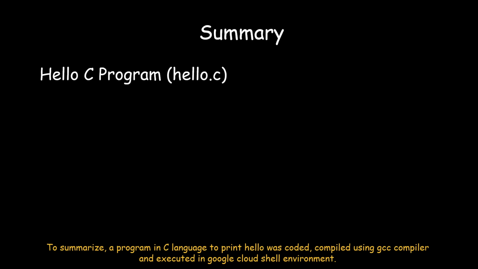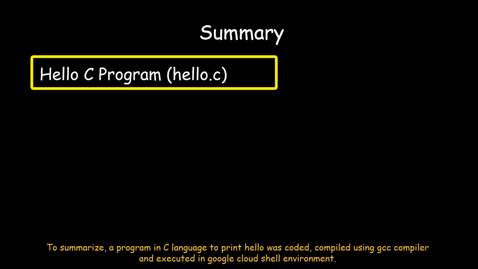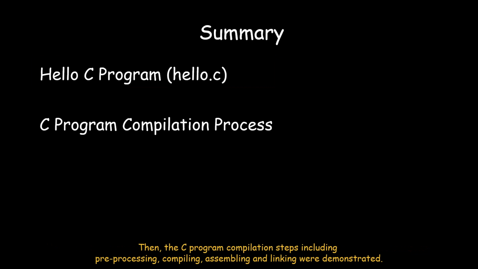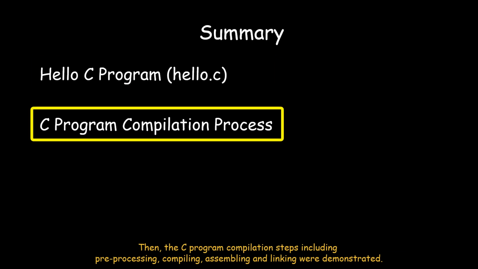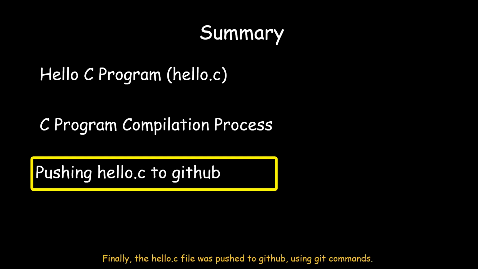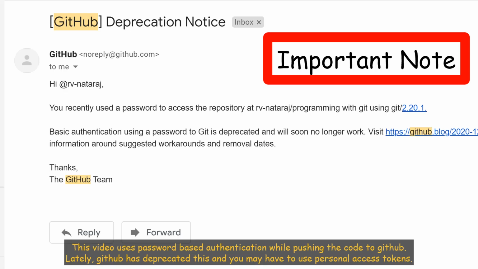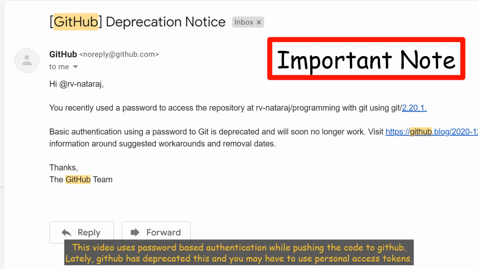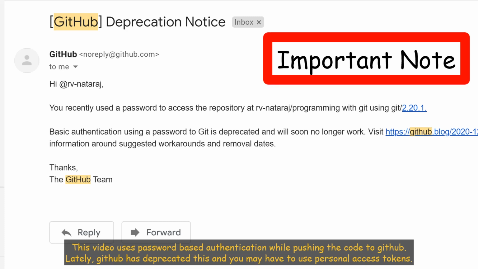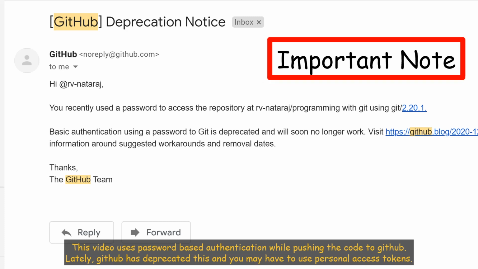To summarize, a program in C language to print hello was coded, compiled using GCC compiler, and executed in Google Cloud Shell environment. Then, the C program compilation steps including pre-processing, compiling, assembling, and linking were demonstrated. Finally, the hello.c file was pushed to GitHub, using Git commands. This video uses password-based authentication, while pushing the code to GitHub. Lately, GitHub has deprecated this, and you may have to use personal access tokens.